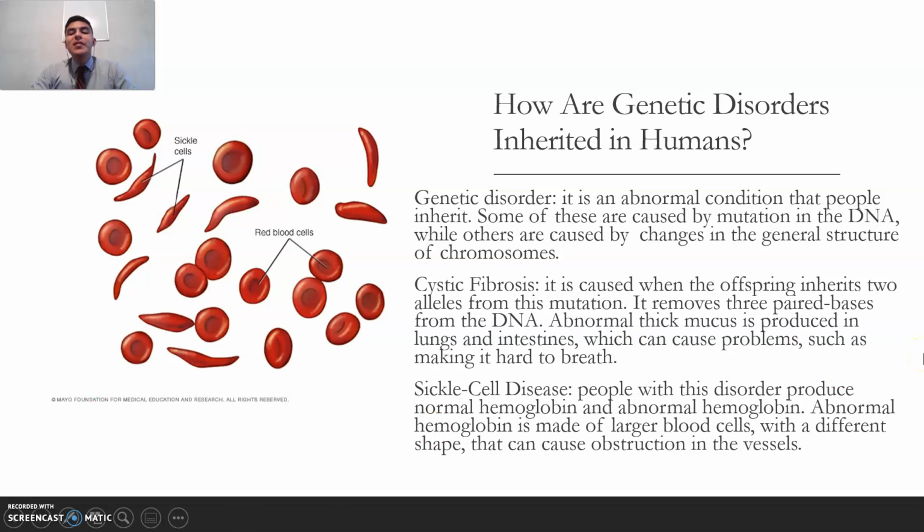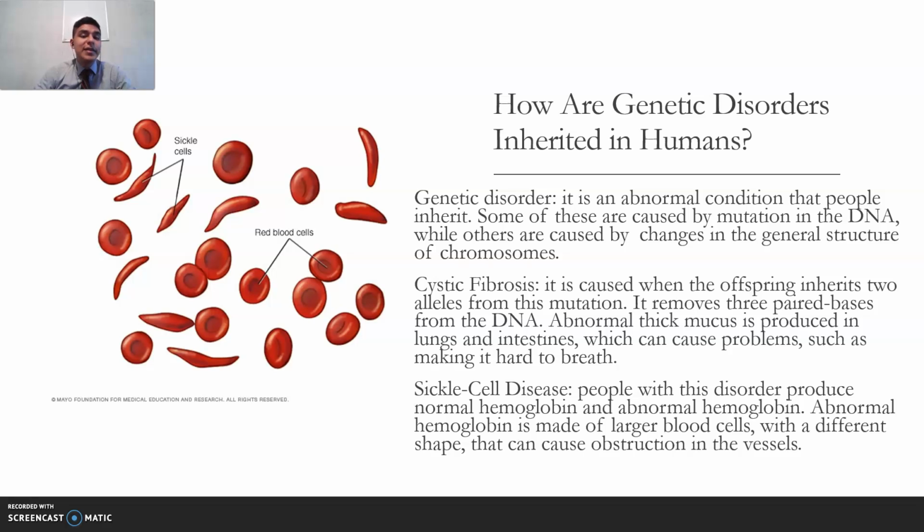And now we're going to talk about sickle cell disease, which is basically what is represented in this picture. People with this disorder produce normal hemoglobin and abnormal hemoglobin. Abnormal hemoglobin is made of larger blood cells with a different shape that can cause obstruction in the vessels. So basically, these irregular sickle cells are going to be obstructing the vessels of a person. And it can actually lead to several problems, such as the amputation of a limb.